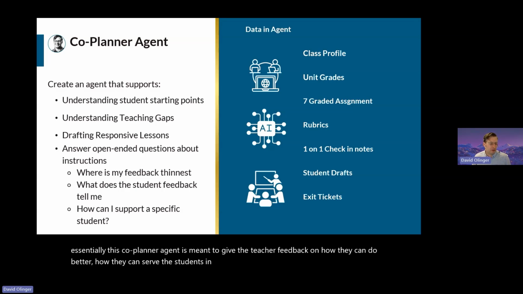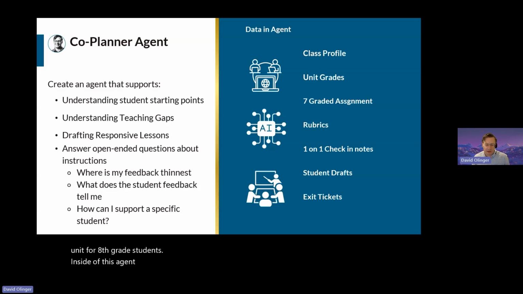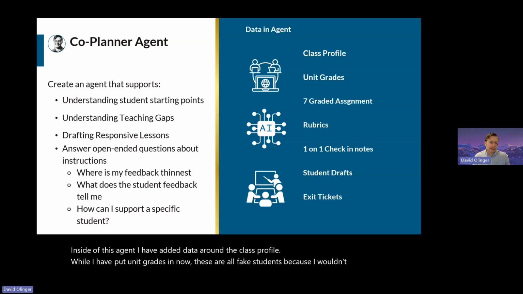So this unit is built. It's a writing unit for 8th grade students. Inside of this agent, I have added data around the class profile. I have put unit grades in. Now, these are all fake students because I wouldn't do this with the real students, but this is pretty easy to do.